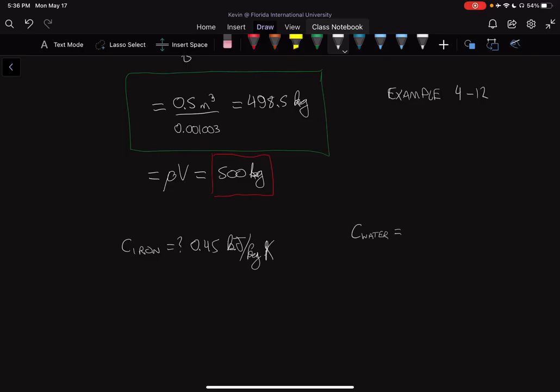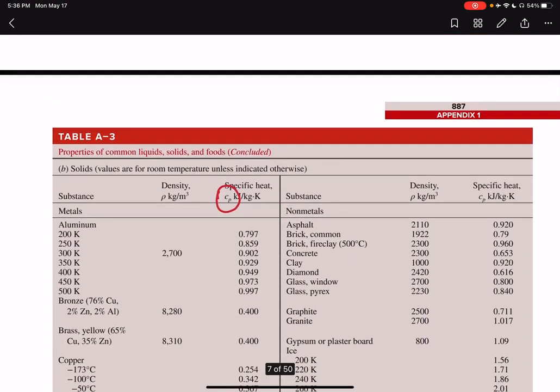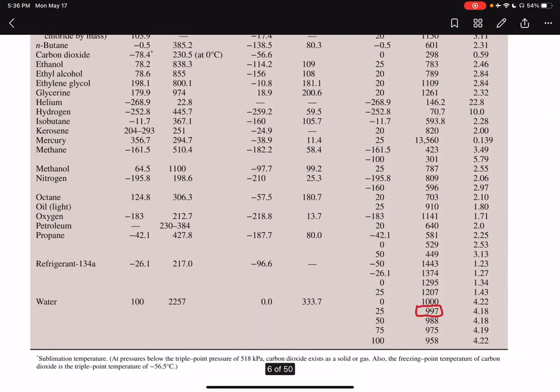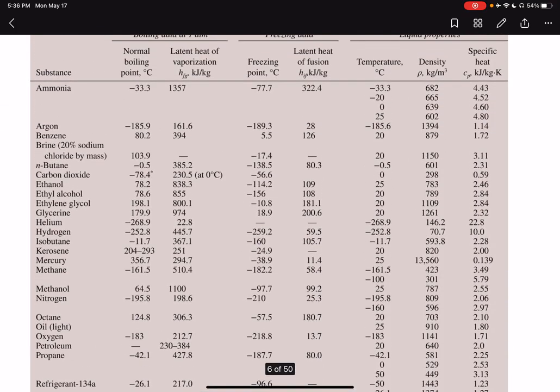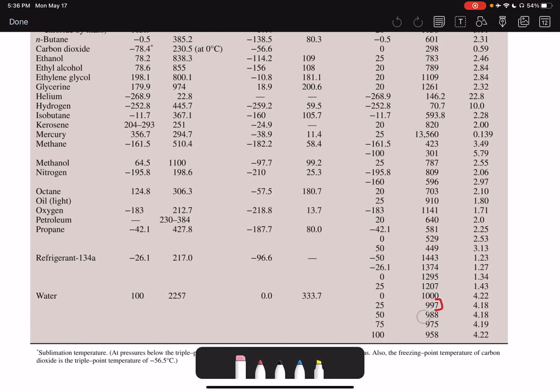And for water, we also have to look for a value. So for C of water, we go back to this part, and we have our CP, which is on the right here. So we have CP of 4.22, 4.18, 4.18, 4.19, etc. Now, what CP are we going to use? Are we going to use 25? Are we going to use 50? Are we going to use 75?